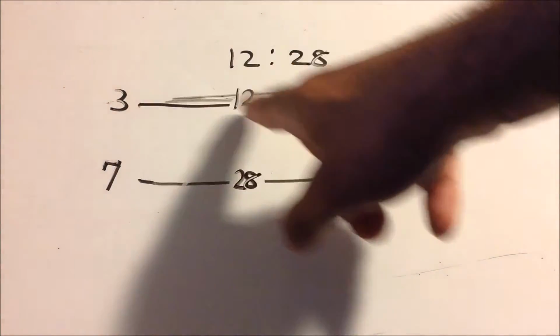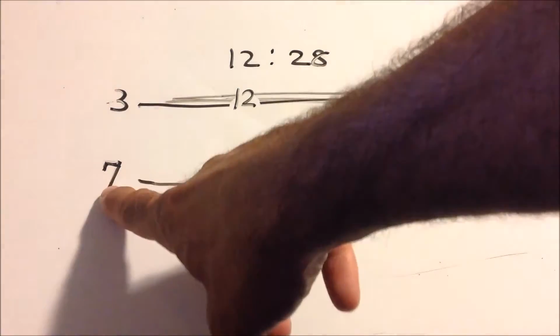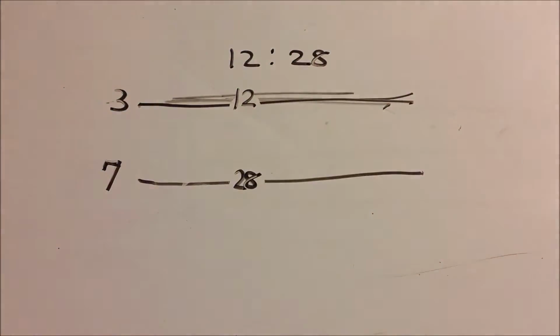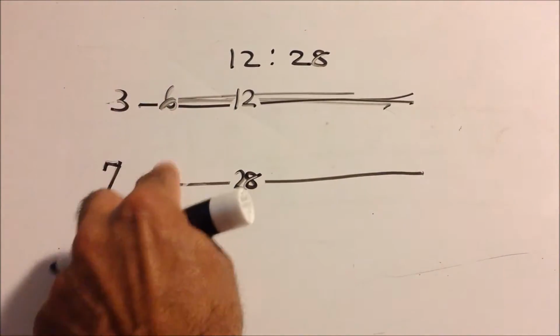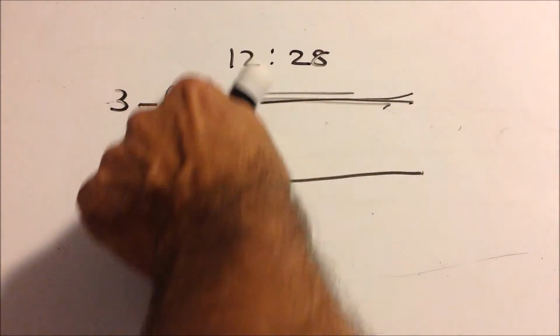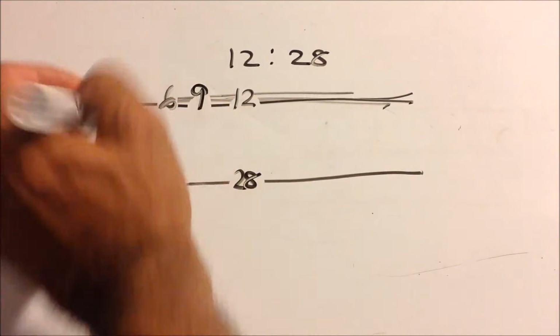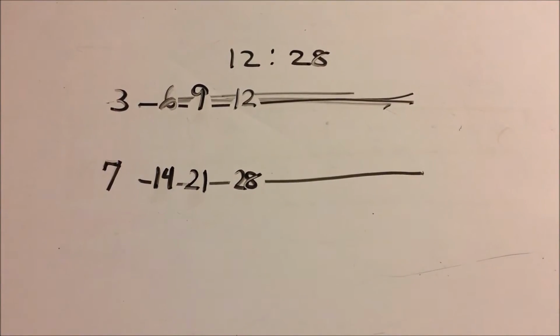Well, how did we get 12 with the 3? We times it by 4. How did we get 28? We times it by 4, the same number. So if we did 3 times 2, we would get 6. And 7 times 2, we would get 14. And if we did 3 times 3, we would get 9. And 7 times 3, we would get 21. So there's our equivalent ratios, and you can just keep going.